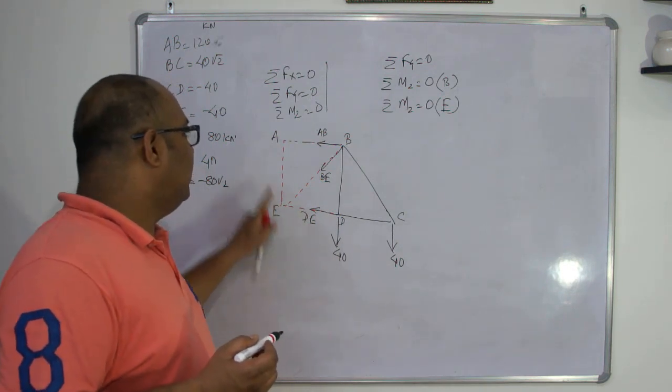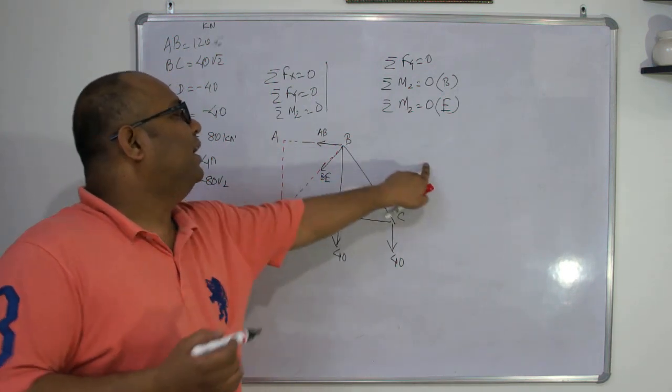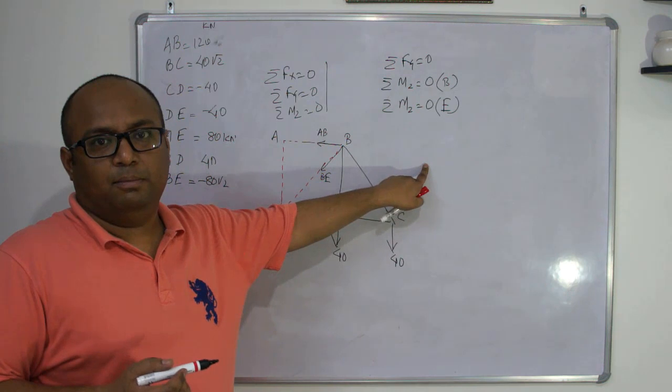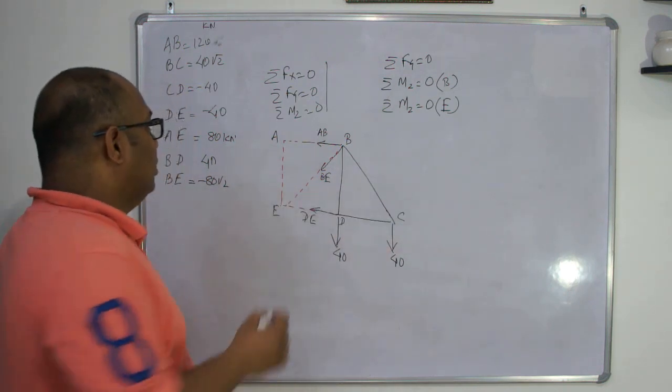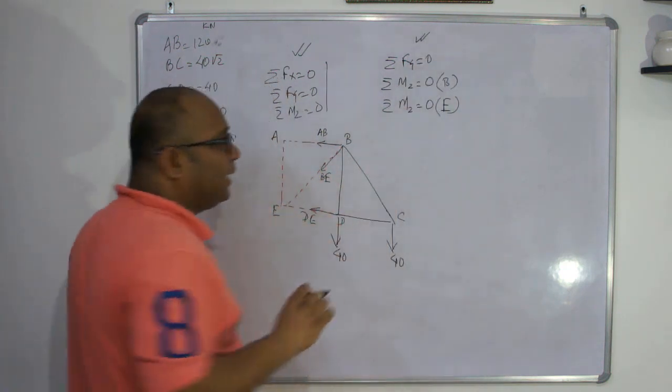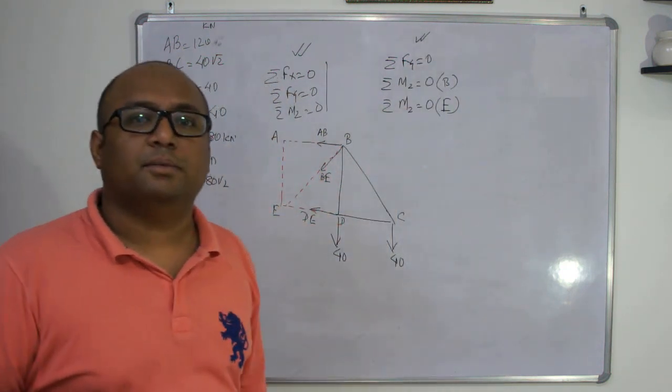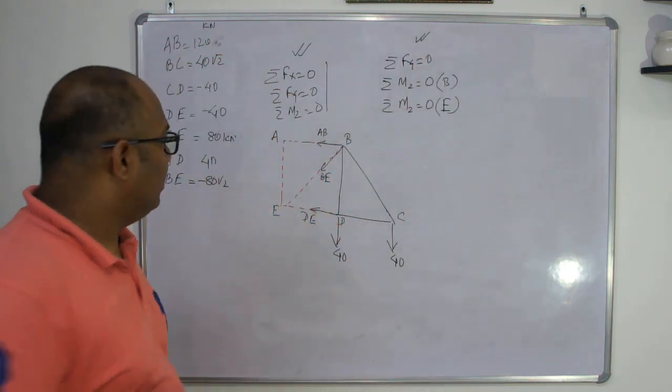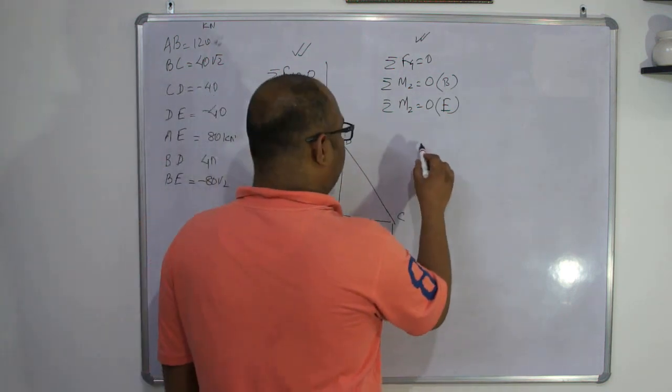So it can be E, it can be A, it can be C, it can be anywhere, here also, no problem. Is that okay? So instead of these three equations, if I go for this one, my calculation will be somewhat easier. Okay, so let us now solve it.